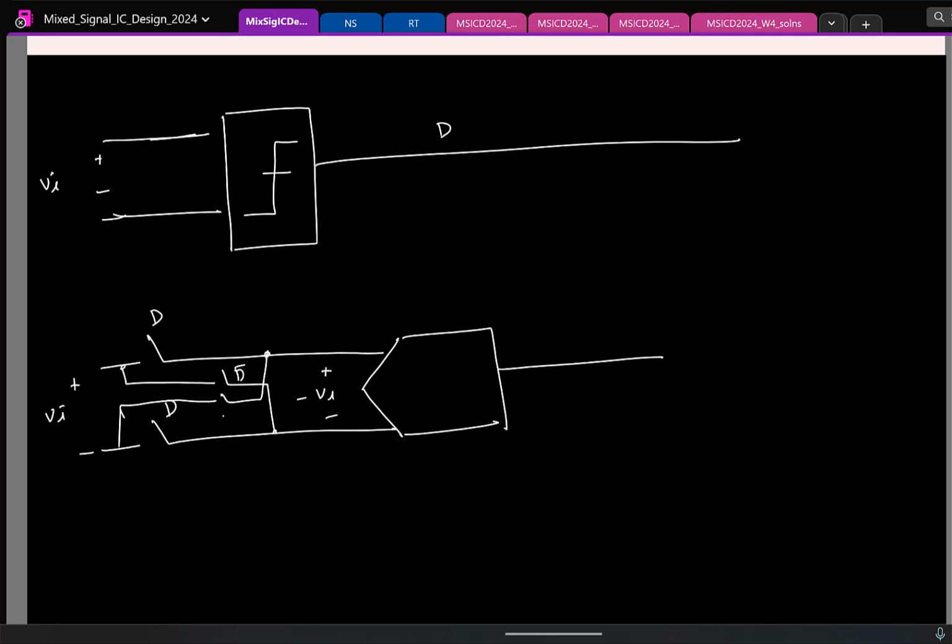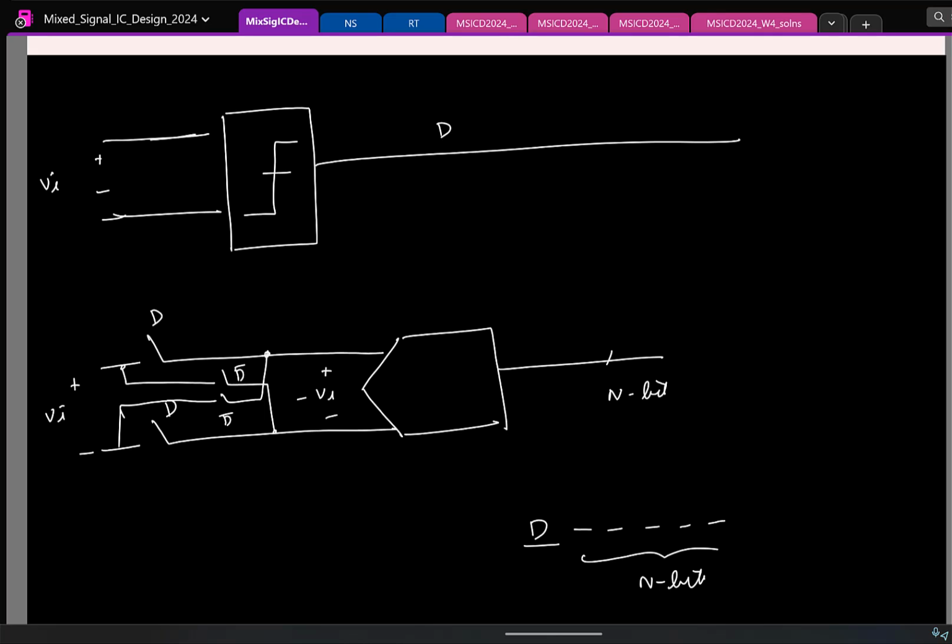This will be clocked with D and D-bar. If this is giving you some n-bit data, you take the n bits like this, and remember D is the sign bit, you put it in as the MSB.